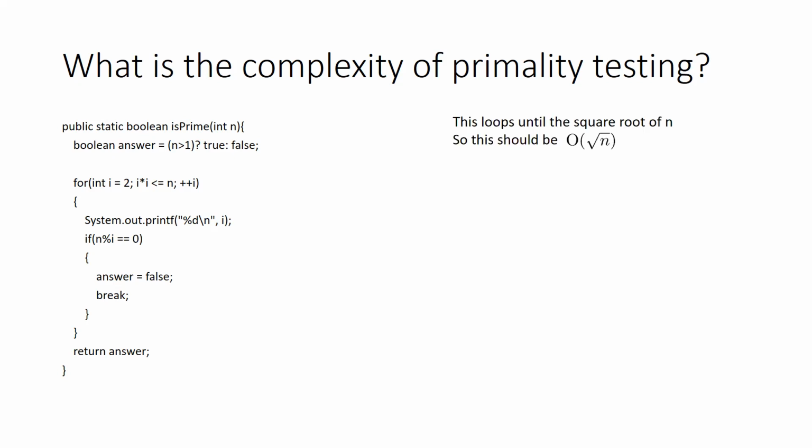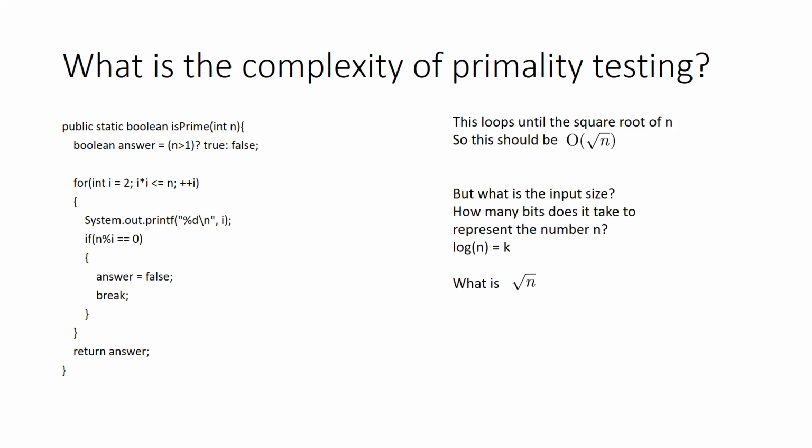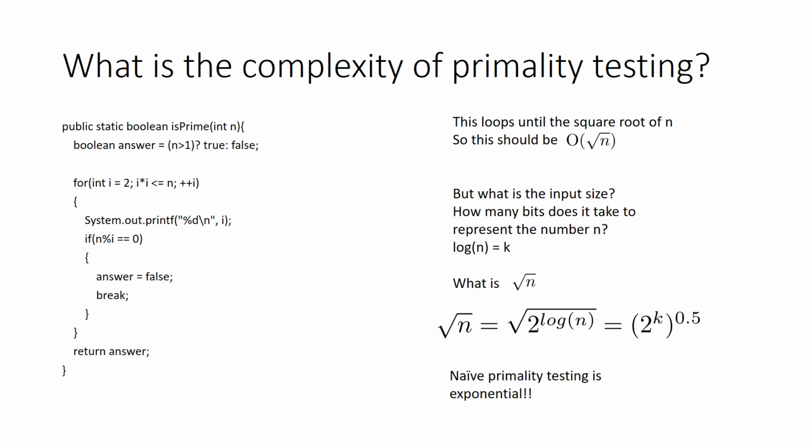So with this, the loop runs until the square root of the number n. Here we can say the complexity of the function should be order of the square root of n. But what is the input size? How many bits does it take to represent the number n? log n is equal to k. Then root n should be represented as 2 to the power k, that is to the power 0.5. So we can say that to find out whether a number is a prime number or not, this function, primality testing, is exponential. So the time required for this function to be solved is exponential, right?